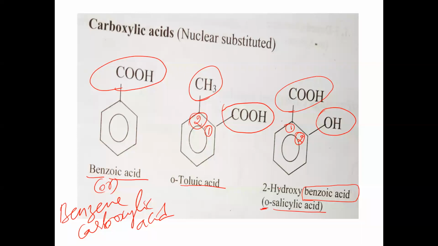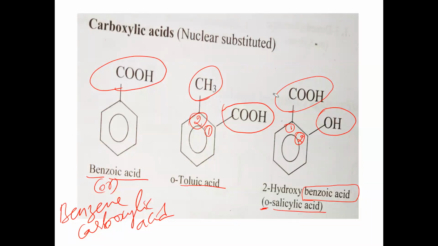ortho-salicylic acid. What is the second position here? Ortho position. That's why it is ortho-salicylic acid. Salicylic acid. So what does salicylic acid contain? A COOH group and an OH group. Both will be present on the benzene nucleus. It is called salicylic acid.